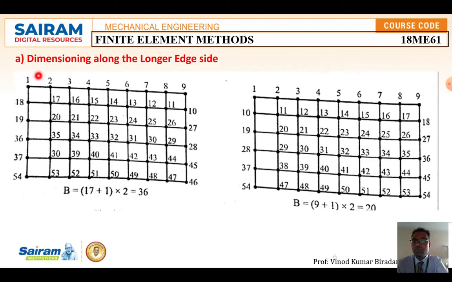Okay, so give the numbering along the longer edge side, because the discontinuity will be there: 1 2 3 4 5 6 7 8 9 10 11 12 13 14 15 16 17, like that up to 54. You have to give the longer edge side node numbering.